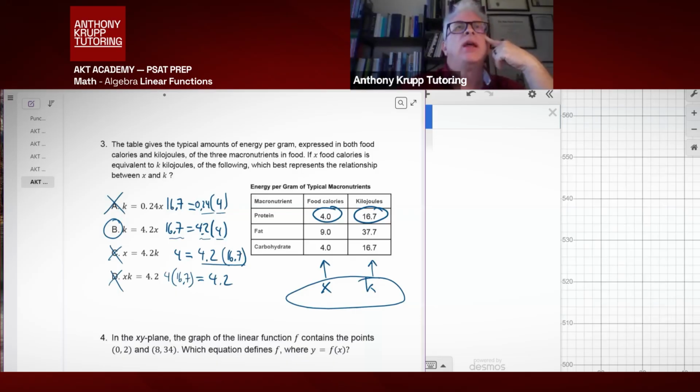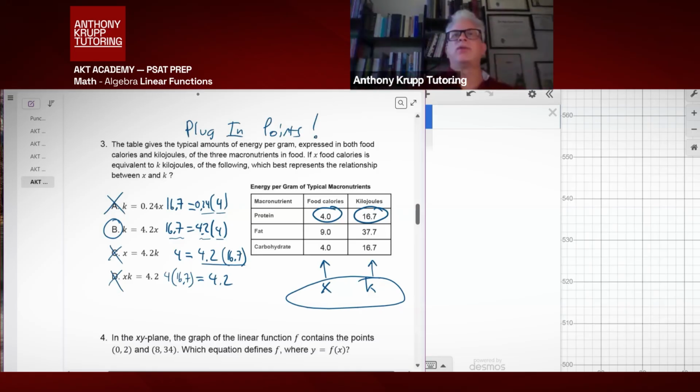It would also work with the fat. The point is, if they ever give you points, what you want to do is plug in the points. We have plug in the answers, which sounds nice. So let's just say plug in points. That'll be the mnemonic. Okay, that's the strategy. Rather than try to figure it all out yourself, just take a point and plug it in.